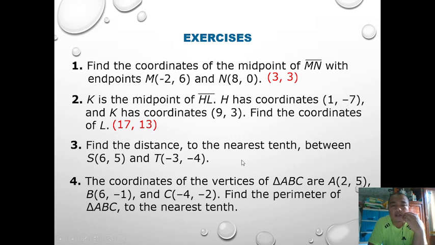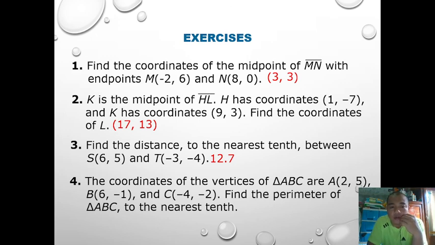Number 3: find the distance, to the nearest tenth, between S, 6, 5, and T, negative 3, negative 4. Distance formula, still remember? Square root of x sub 2 minus x sub 1 quantity squared plus y sub 2 minus y sub 1 quantity squared. That's your answer. Answer is 12.7. 6 minus negative 3, 9 squared, 81. 5 minus negative 4, 9 again. 81 plus 81, 162. The square root of 162 is 12.7.